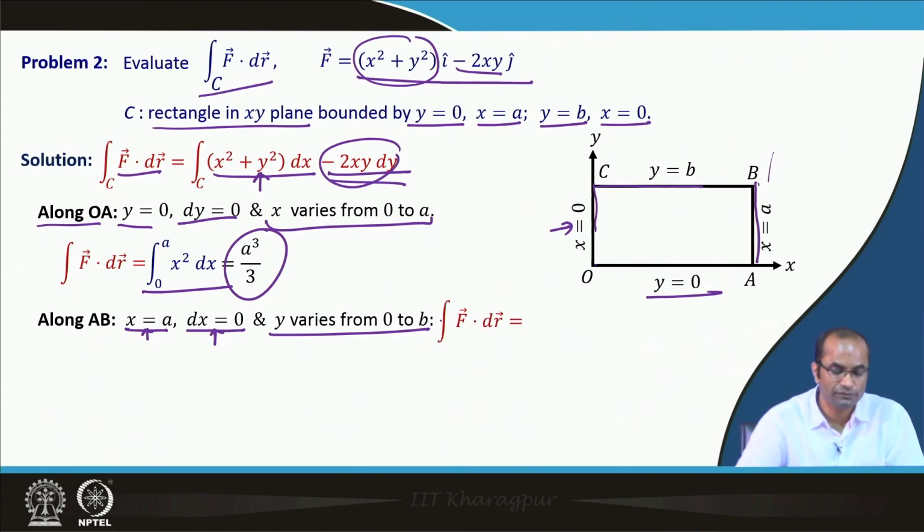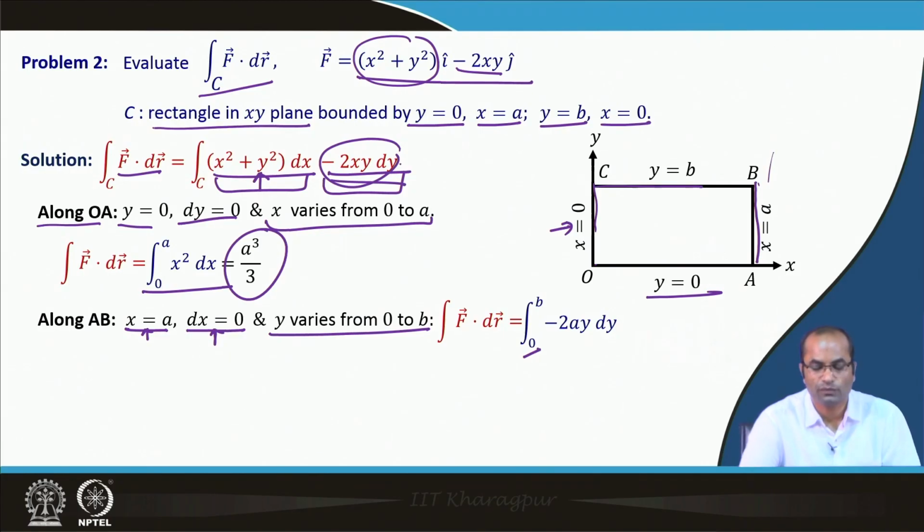So, our integral will be for y. This integral will become the limit of y from 0 to b, and we have dx 0. So, the first term will go to 0, the second we have minus 2xy. So, 2, and x will be replaced by a, and y dy. This integral again we can evaluate, that is minus ab square.